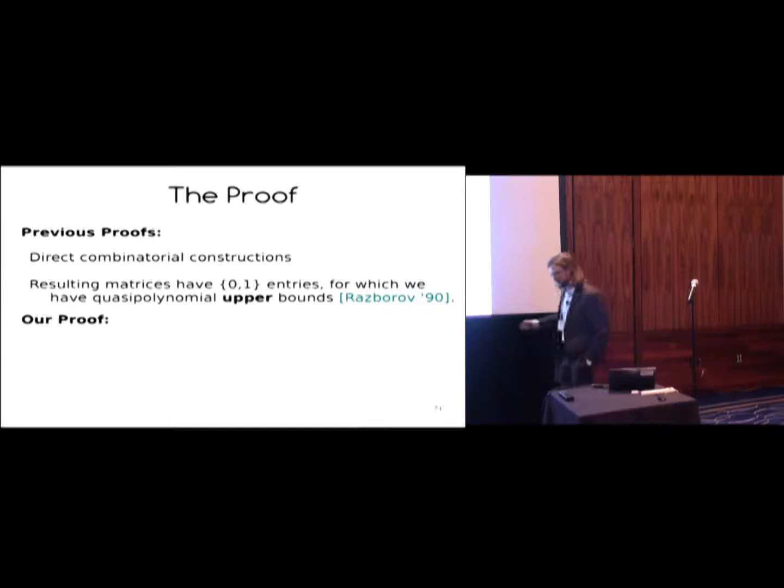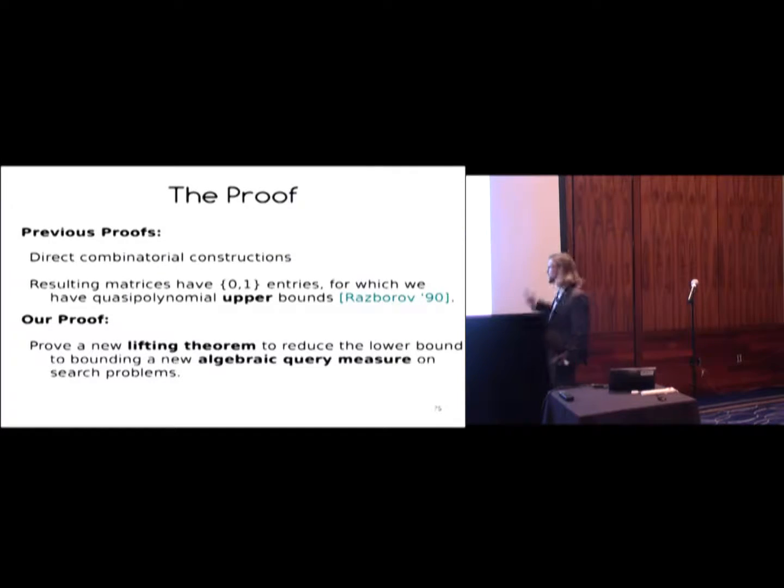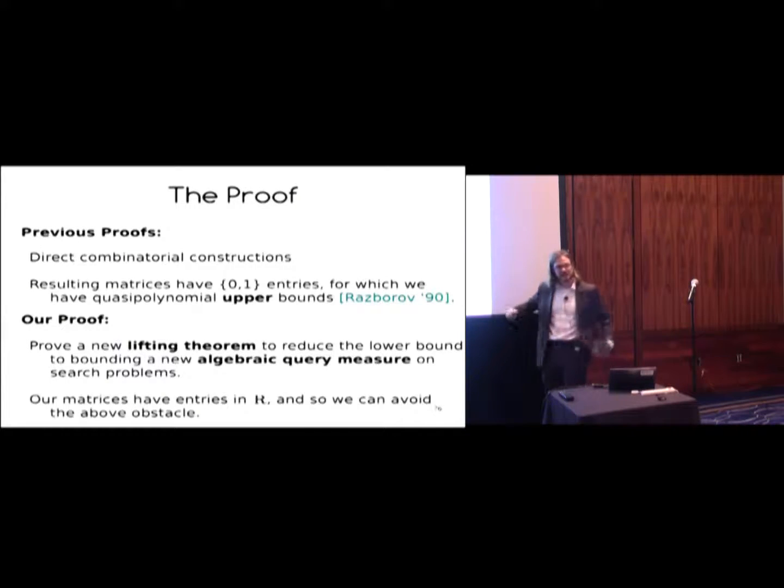So in contrast, we're going to do something which has been a pretty common theme in the past couple of years, and certainly a common theme at this conference. We prove a lifting theorem. So what we do is we reduce the problem of constructing A to lower bounding some new algebraic measure that we call the gap complexity or whatever. And the key thing is that the matrices that get spat out by our lifting theorem just have really arbitrary real entries. So they completely avoid this quasi-polynomial barrier.